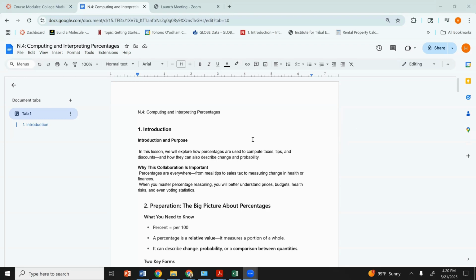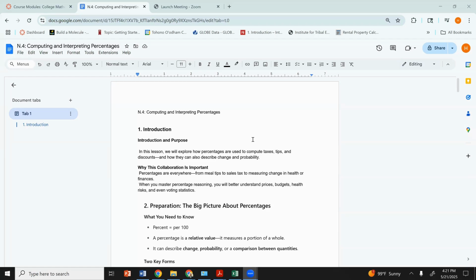Okay, so to get started, today we are going to talk about computing and interpreting percentages. In this particular lesson, we will explore how percentages are used to calculate taxes, tips, and discounts, and how they can also describe change and probability.